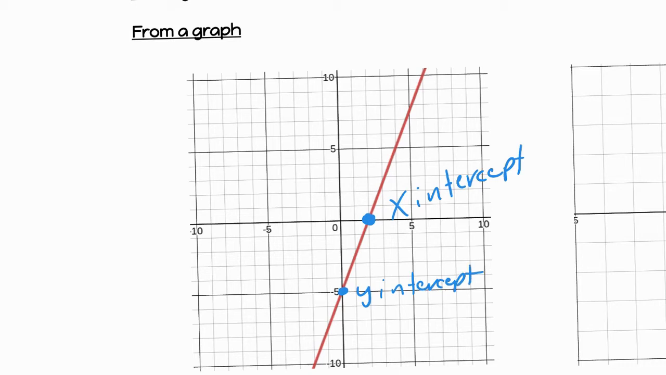So in this case, the x-intercept is the point 2, 0, and the y-intercept is the point 0, negative 5. So we can see those two points just by where they intersect.